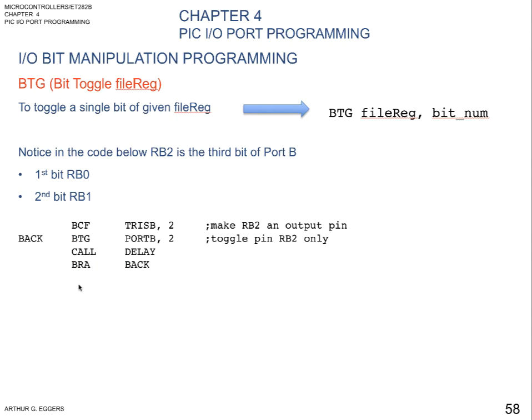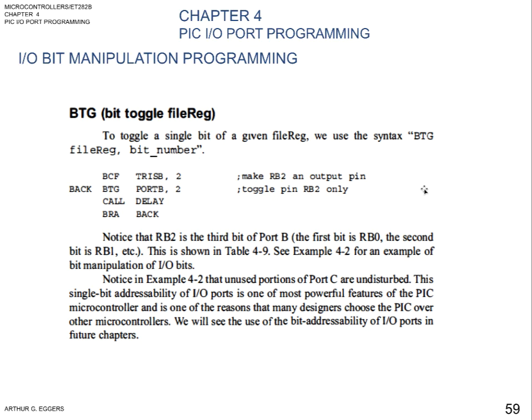The bit toggle, now instead of it changing the state 1 or 0 that you've identified, in this case it looks to see what was there and changes it to its complement. Okay, and we can see here again another little example of the way that works. Notice that RB2 is the third bit now of port B, where the first bit is RB0, the second bit RB1. In the table, we can see this example 4.2, for example, of the manipulation. So in this case, we are going to toggle the bit that we're looking for in the exercise, in this case bit 2.